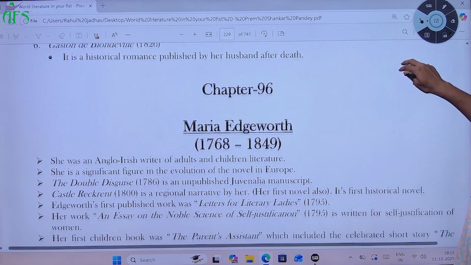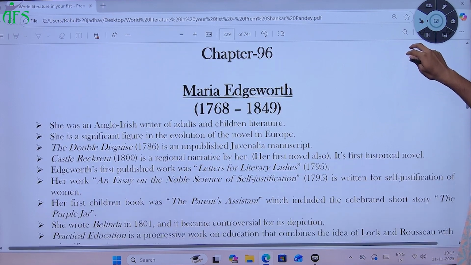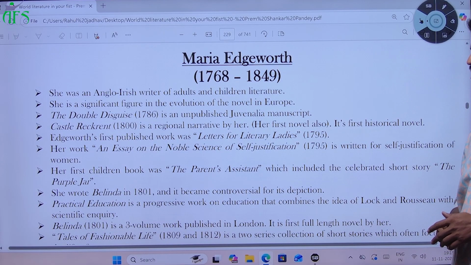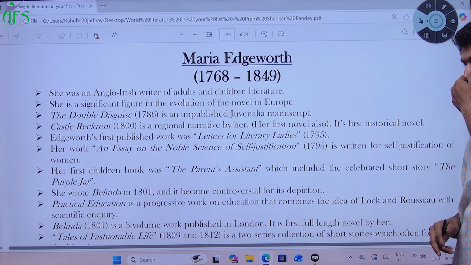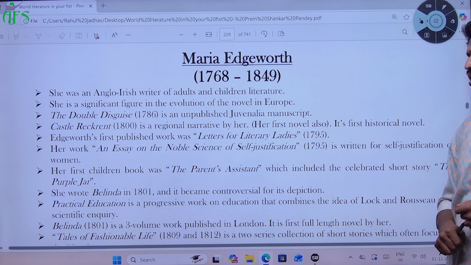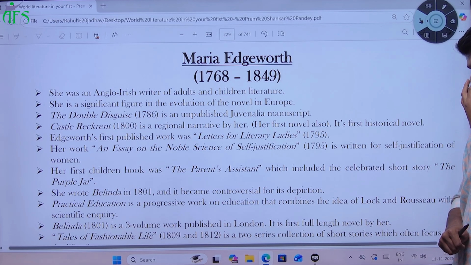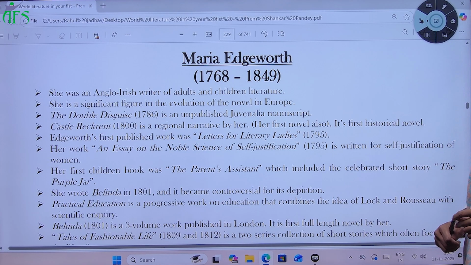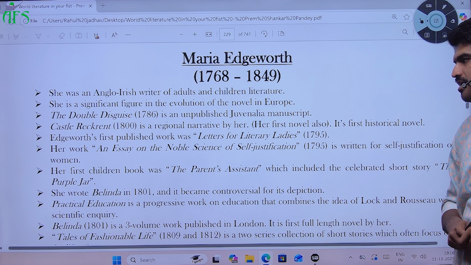We have Maria Edgeworth. She was an Anglo-Irish writer of adult and children's literature. She is a significant figure in the evolution of the novel in Europe, particularly. The Double Disguise is an unpublished juvenilia manuscript from her. Castle Rackrent is a regional narrative by her, her first novel also, and it is the first historical novel ever. Edgeworth's first published work was Letters for Literary Ladies.